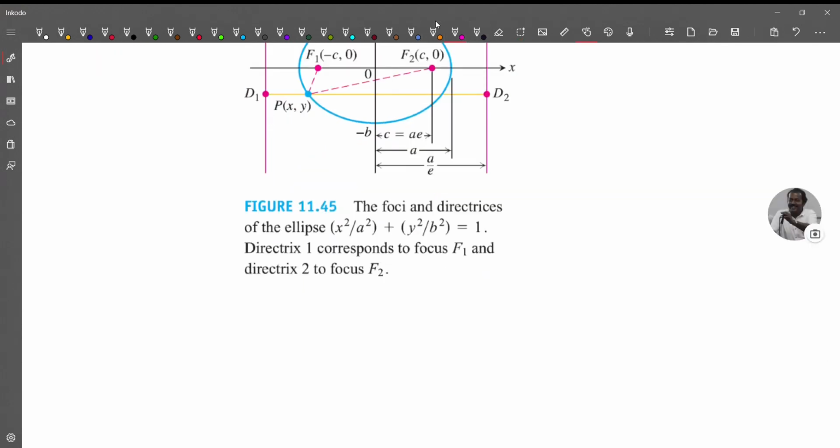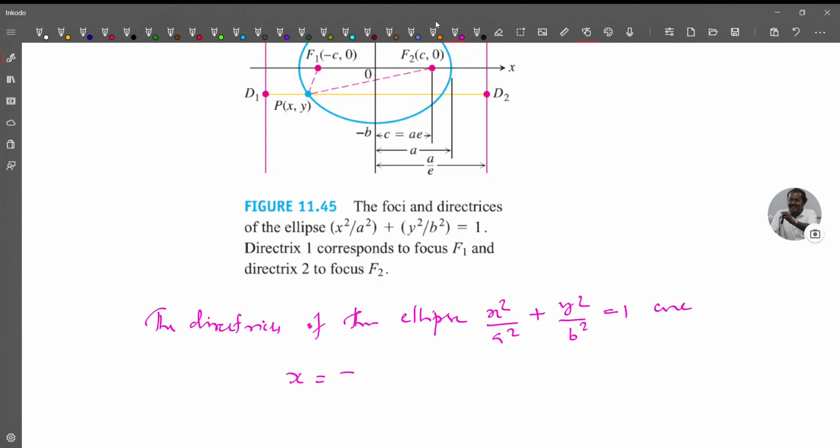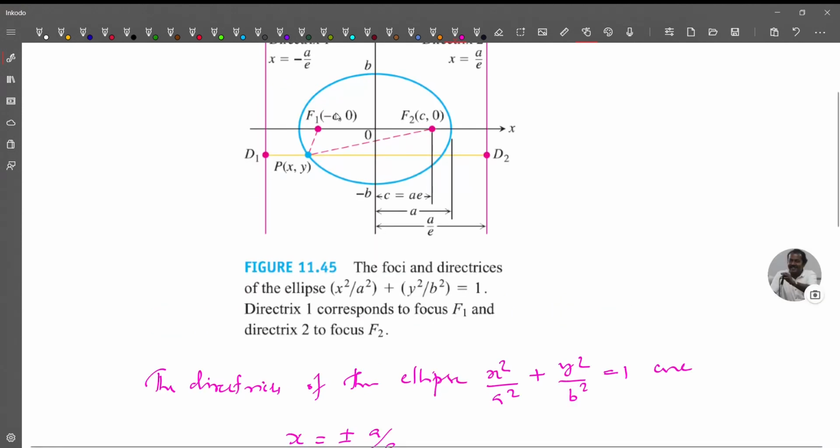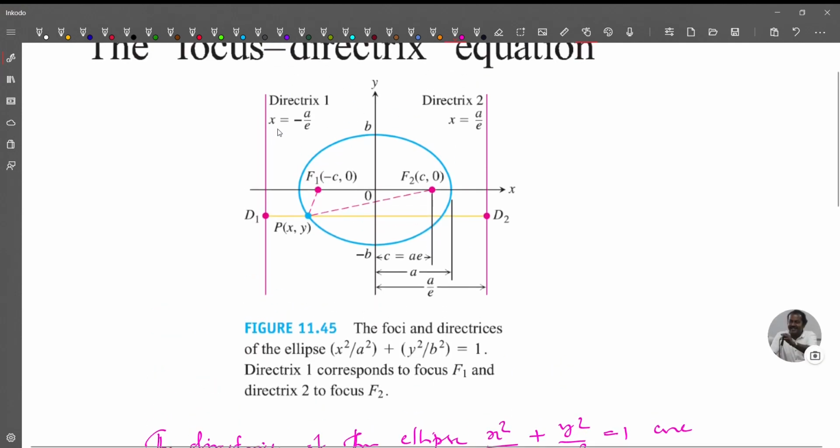For the directrices of the ellipse x square by a square plus y square by b square equal to 1, x is equal to plus or minus a by e. So remember that if the focus 1 is minus c, 0, then the directrix 1 will be x is equal to minus a by e, and if the focus 2 is c, 0, then the directrix will be x is equal to a by e.